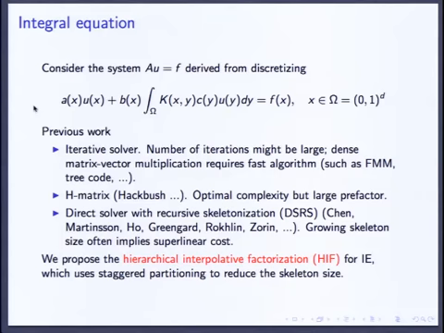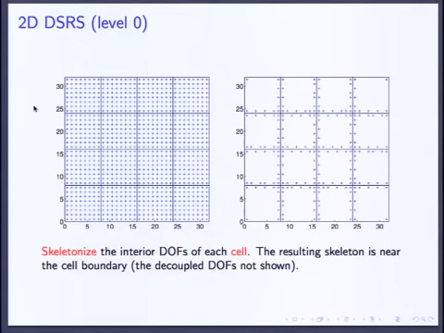So again, there are iterative solvers, hierarchical matrix techniques, and all this. Recently there's work, again, Gunnar is one of the leaders in this direction, using a combined idea of a direct solver with something called recursive skeletonization to solve these problems. Our method, which again we call hierarchical interpolative factorization, is similar to this direct solver, what I call DSRS method. But on the other hand, it also uses some other new techniques to reduce the so-called frontal skeleton size. So let me go through this DSRS very quickly.